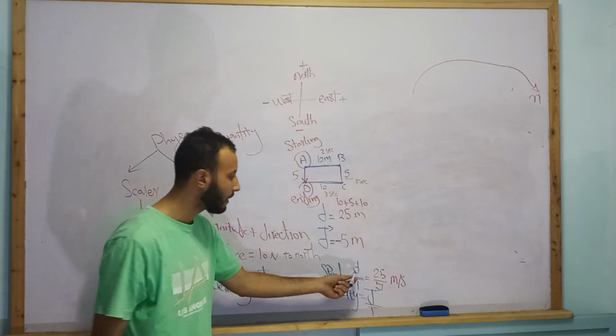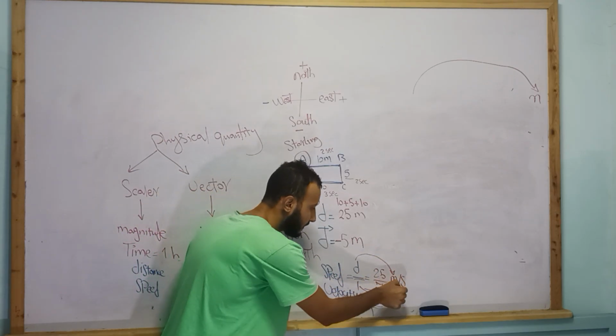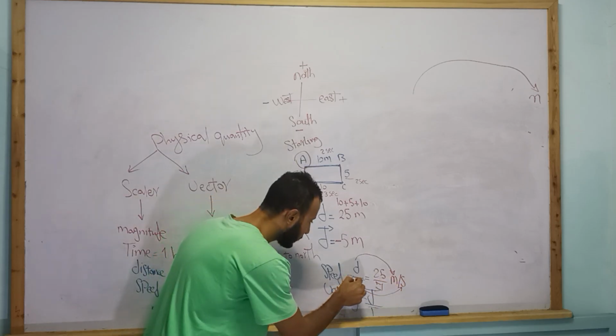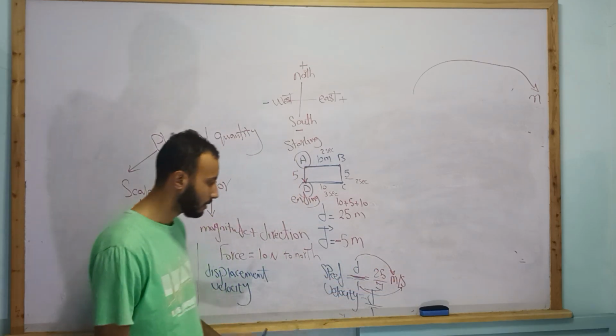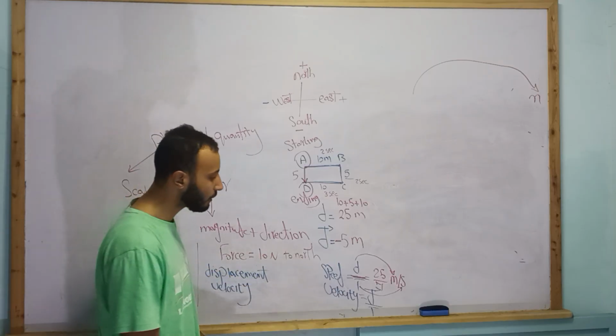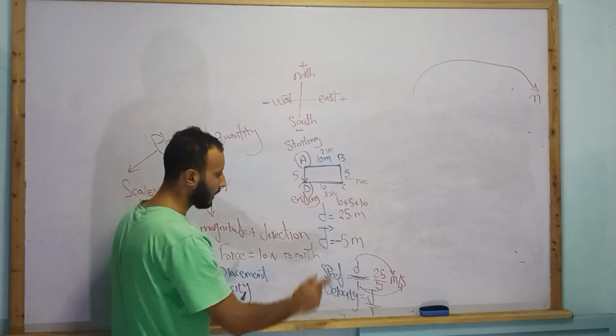Why is it meter per second? Because the distance was in meters and the time was in seconds, and this fraction is called per, so it's meter per second, okay. Let's get to the velocity, which is displacement divided by time.